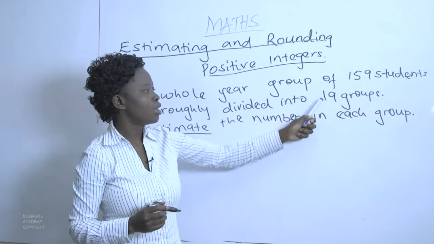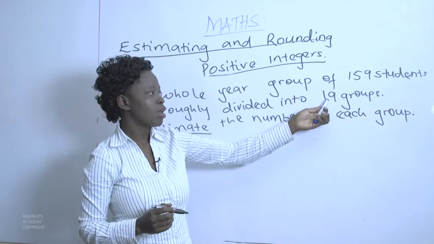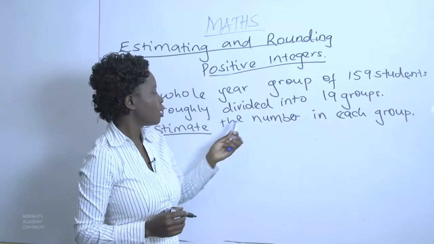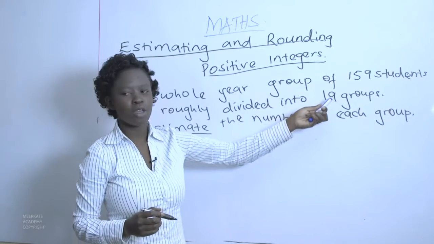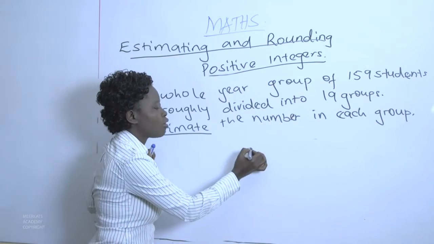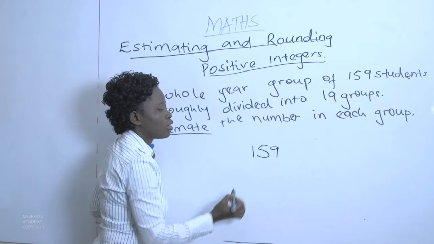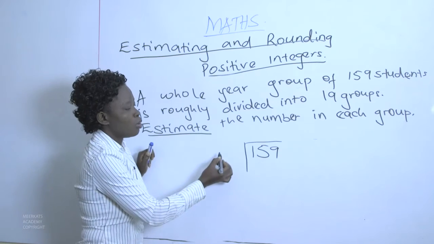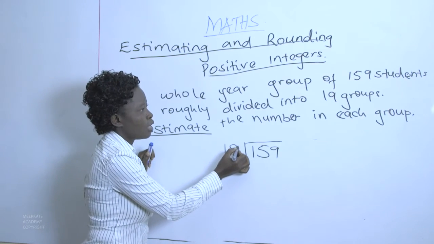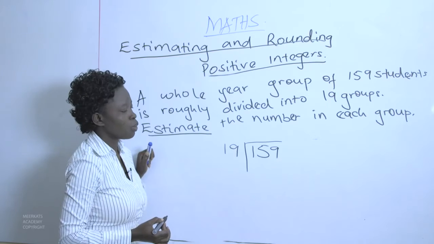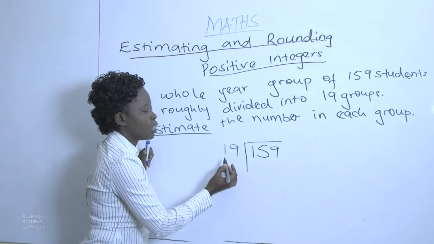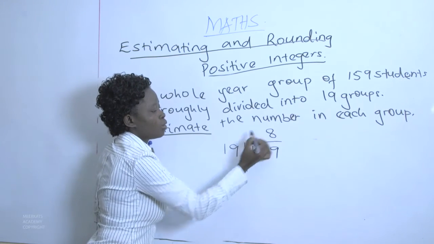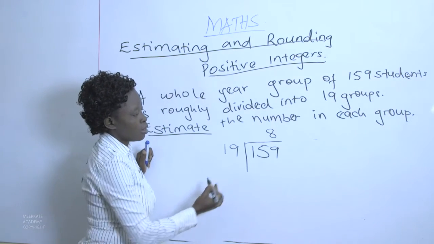Then they are divided into 19 groups. So we are having 19 groups. We need to find out how many students are in each group. So this means if we have a total of 159 students, then we need to get the number of students in each group. Then we take 159 divided by 19. When we divide 159 by 19, we get that 19 into 159, that is 8.